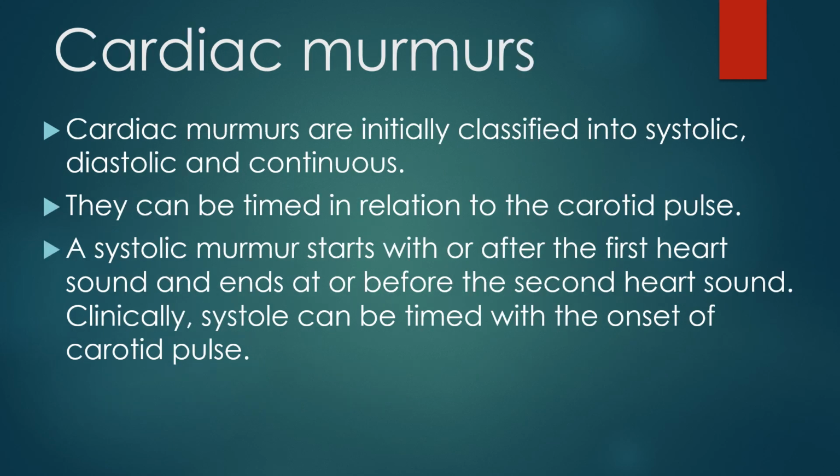Now we move on to cardiac murmurs. Cardiac murmurs are initially classified into systolic, diastolic and continuous. They can be timed in relation to the carotid pulse. A systolic murmur starts with or after the first heart sound and ends at or before the second heart sound. Clinically, systole can be timed with the onset of the carotid pulse.